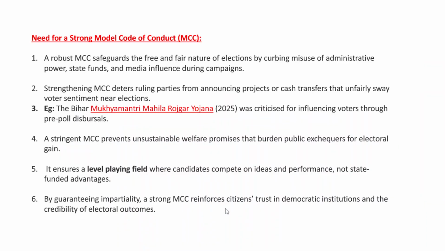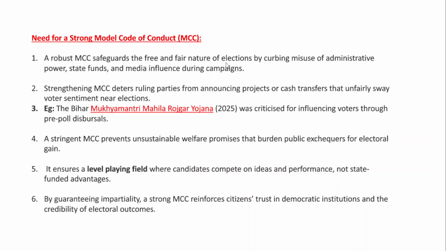So let's understand what exactly is the need for a strong Model Code of Conduct for a country like India. We all know that India is a democracy, and India is the world's largest democracy. And apart from being the largest democracy, the majority of MPs and MLAs in India have heinous criminal cases. Now, the lawbreakers are becoming lawmakers. So in this context, we need a strong Model Code of Conduct to ensure a level playing field between different political parties and candidates who are contesting elections, and at the same time, conduct elections in a free and fair manner. So if we have a strong and robust Model Code of Conduct, it could safeguard the free and fair nature of elections.